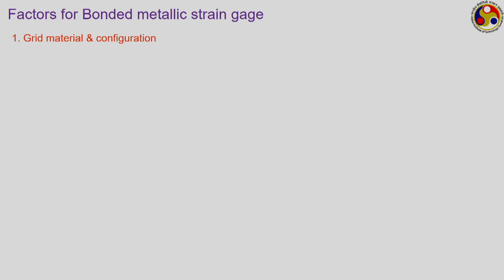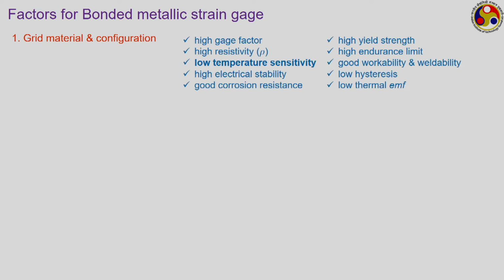The performance of bonded metallic strain gauges can depend on 5 different factors. The first factor is the grid material and configuration. These are the desirable properties of the grid material: we always want a high gauge factor, and we want the resistivity to be high. For most of the common materials, the resistivity does not change that much with the strain, thereby the gauge factor Sg comes out to be 1 plus 2 nu, and ideally nu is 0.5. So this is 1 plus 2 into 0.5, giving you 2.